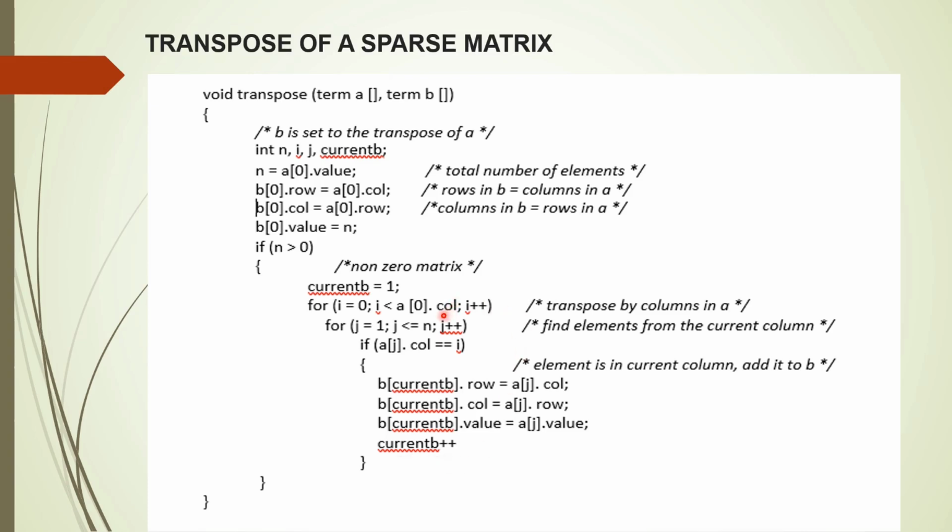So identify the elements of the 0th column. Like this it will repeat until all the elements are considered and stored into the transposed matrix.